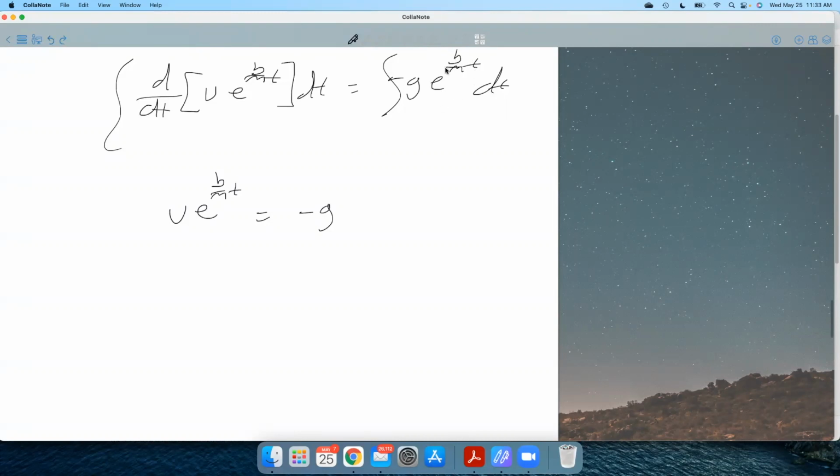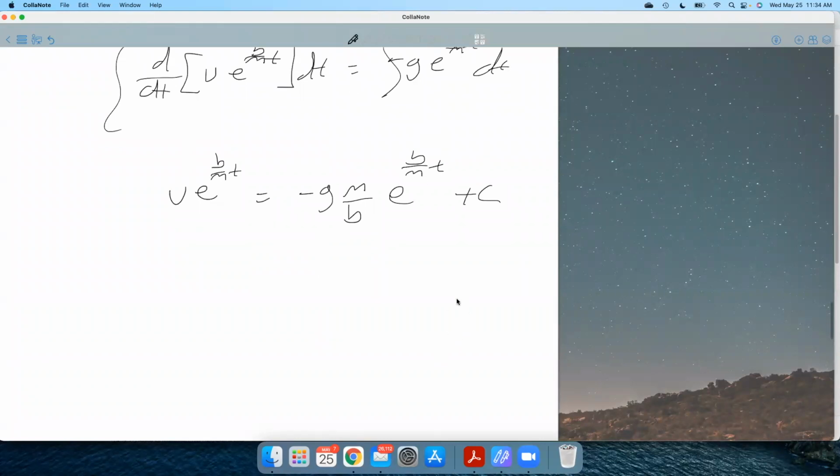If I were taking the derivative of that, I would pick up a b over m. Since I'm doing antiderivative, I'm going to get the reciprocal of that. I'm going to get an m over b e to the b over m t plus c. I'm making sure I did it right before I move on. Yeah, that's right. And then multiply everybody by the reciprocal of this, making that a negative.